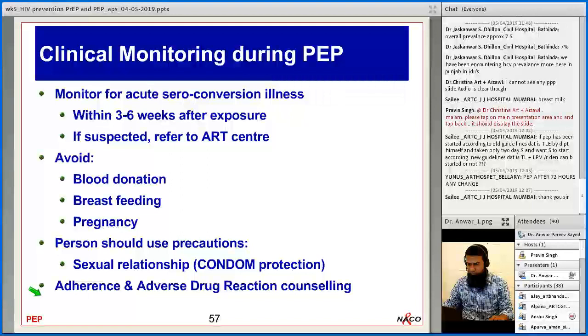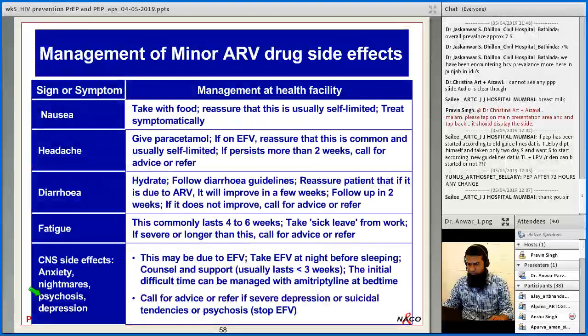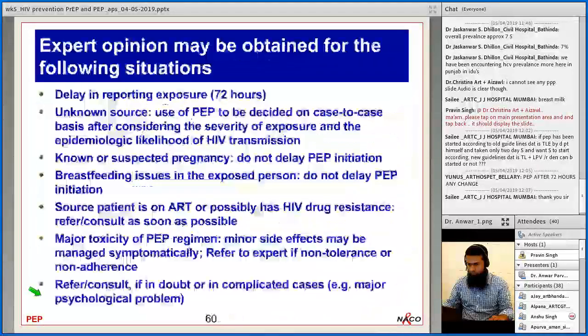Clinical monitoring within 3 to 6 weeks after exposure: patients need to be monitored for seroconversion, and if suspected, refer to the ICTC center. Avoid blood donation, breastfeeding, and pregnancy, and the person should use condoms for protection if sexually active. Adherence is again important. There can be some side effects of the drugs, you all know that, so I'll skip this slide.